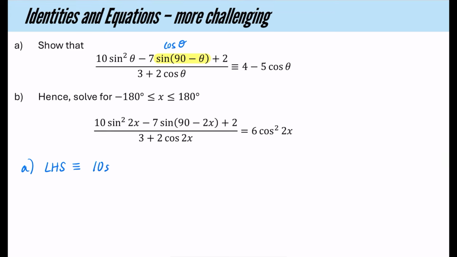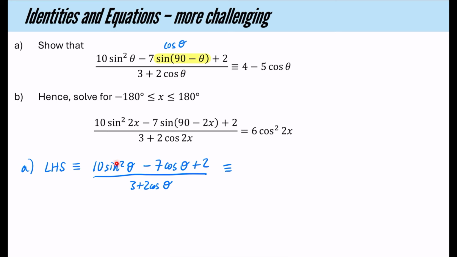The left-hand side is now 10 sine squared theta minus 7 cos theta plus 2 divided by 3 plus 2 cos theta. I'm going to try and make this whole thing 4 minus 5 cos theta. Obviously, it made sense to work on the left-hand side because it was the kind of messier side. It would be very hard to make this thing look like this thing. Okay, I'm going to continue with this.